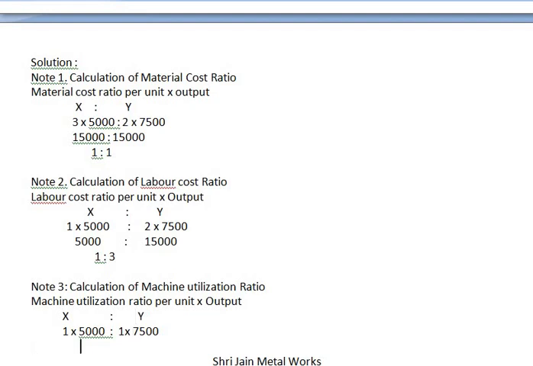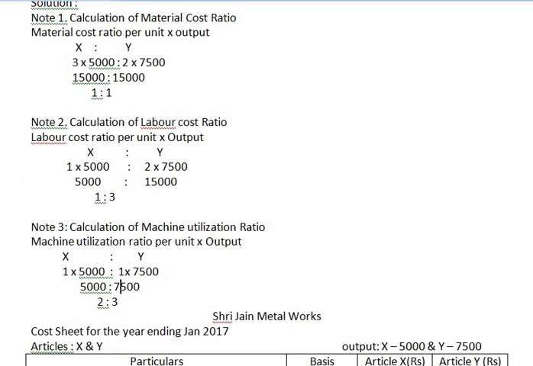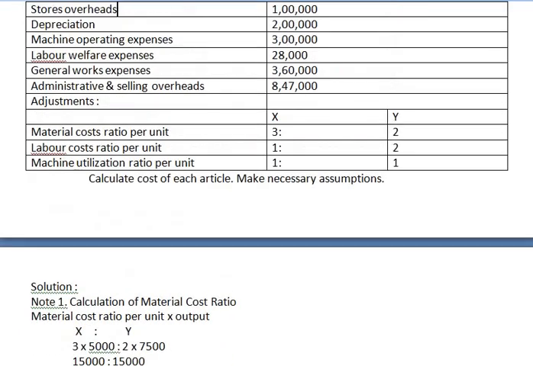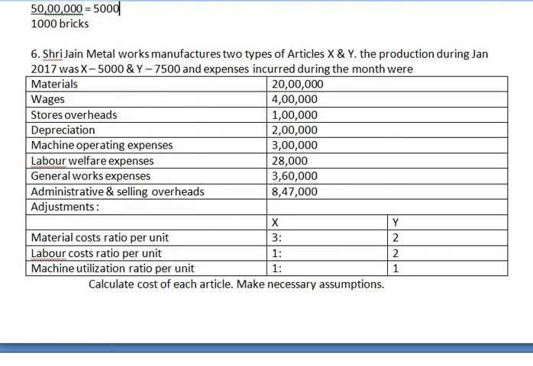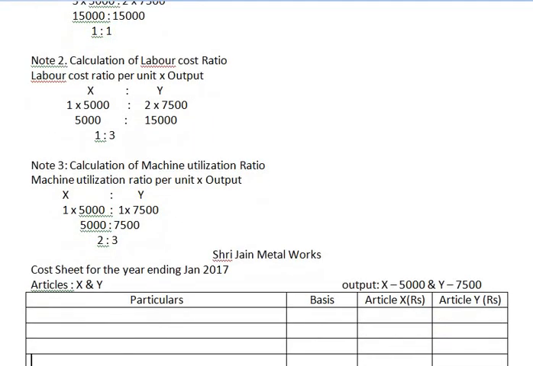So here it is 5,000 is to 7,500. Okay, so here the ratio will be 2 is to 3. Okay, so we have done with the ratios. Now whatever common expenses they have given here, that should be distributed as per these suitable ratios.